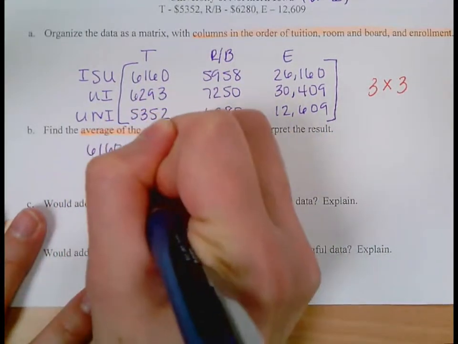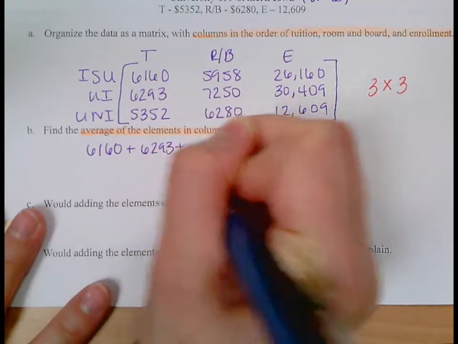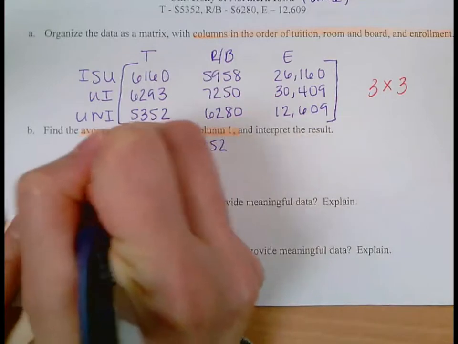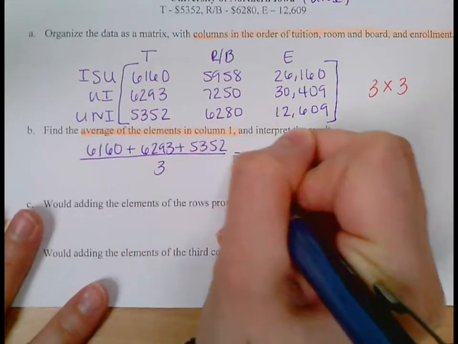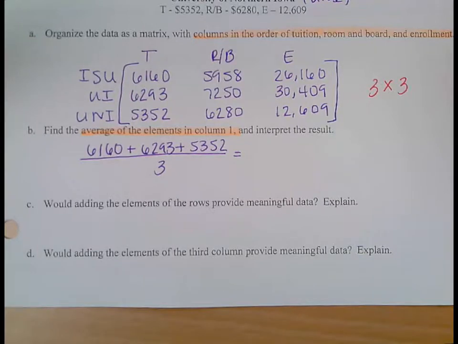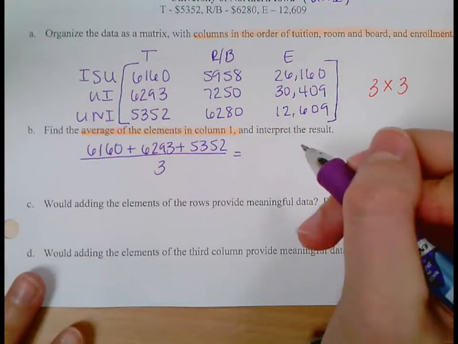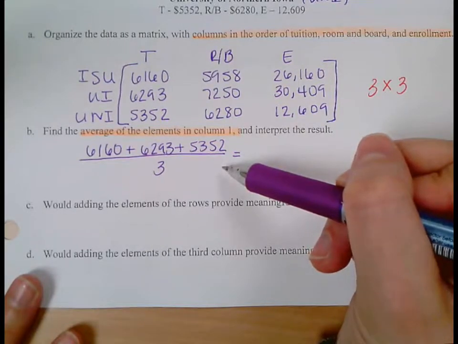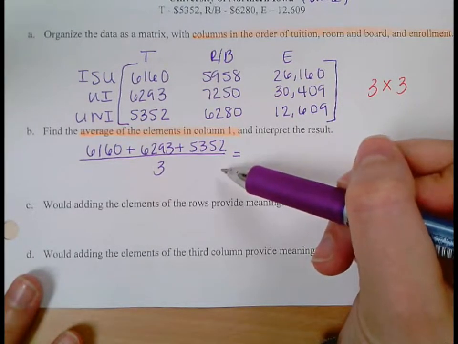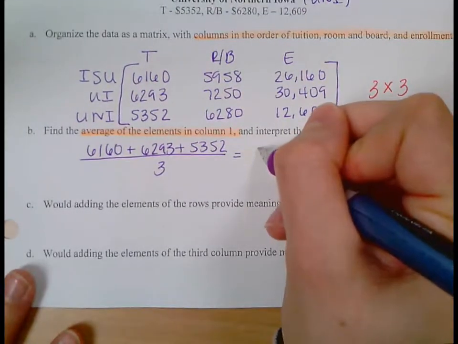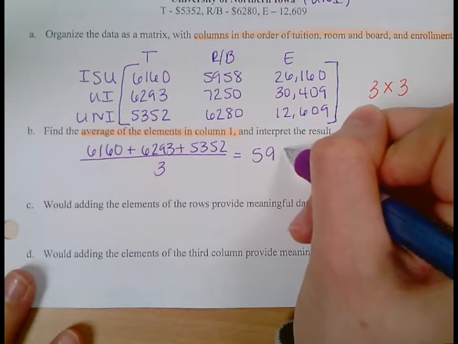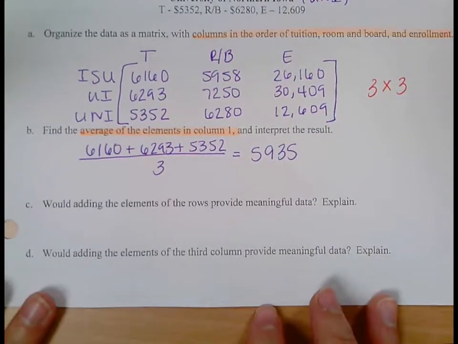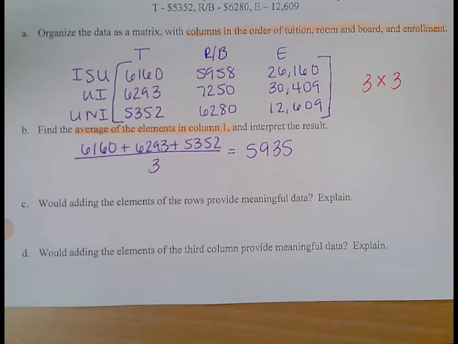So 6160 plus 6293 plus 5352. That's the sum, divided by 3. And when someone has it, just want to share what that is. Is that just the sum? And then, yeah, divide that by 3. Not a problem. 5,935. All right, so that's the average.